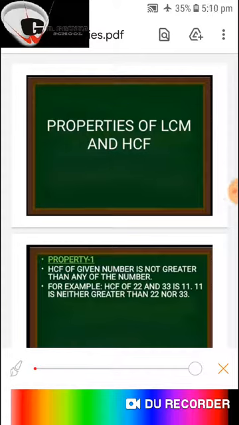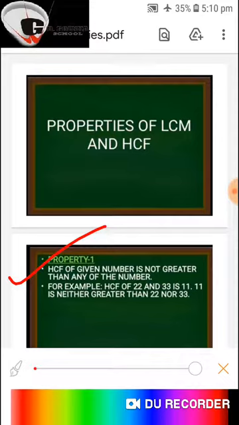And the topic is properties of LCM and HCF. Property 1. It says that HCF of given numbers is not greater than any of the numbers. That is, if we have a set of numbers, their HCF is always going to be either smaller than the given numbers or it is going to be equal to one of the given numbers.